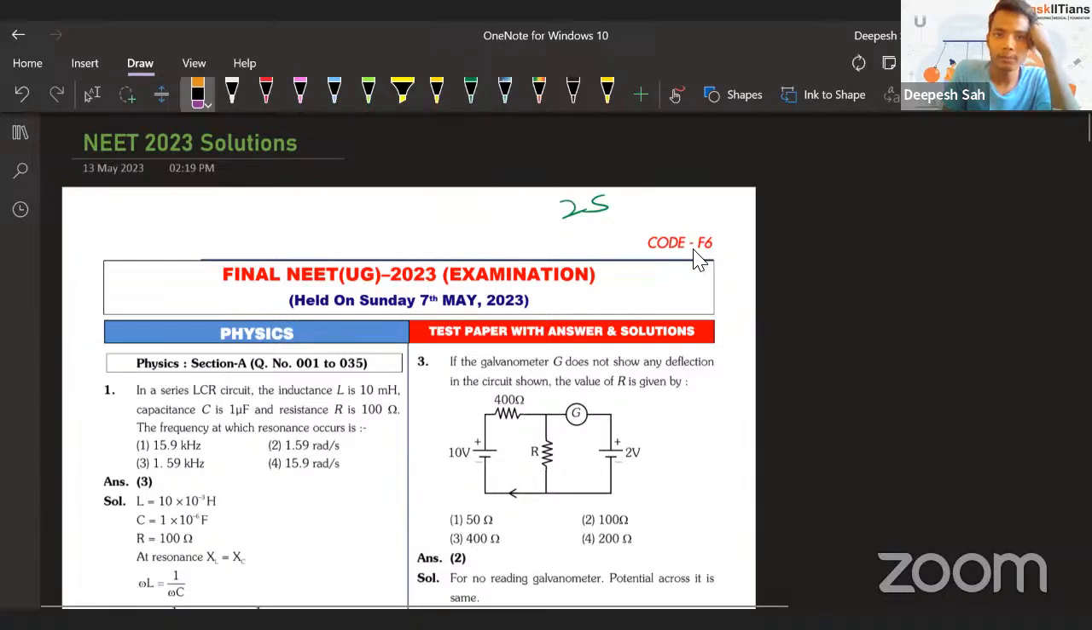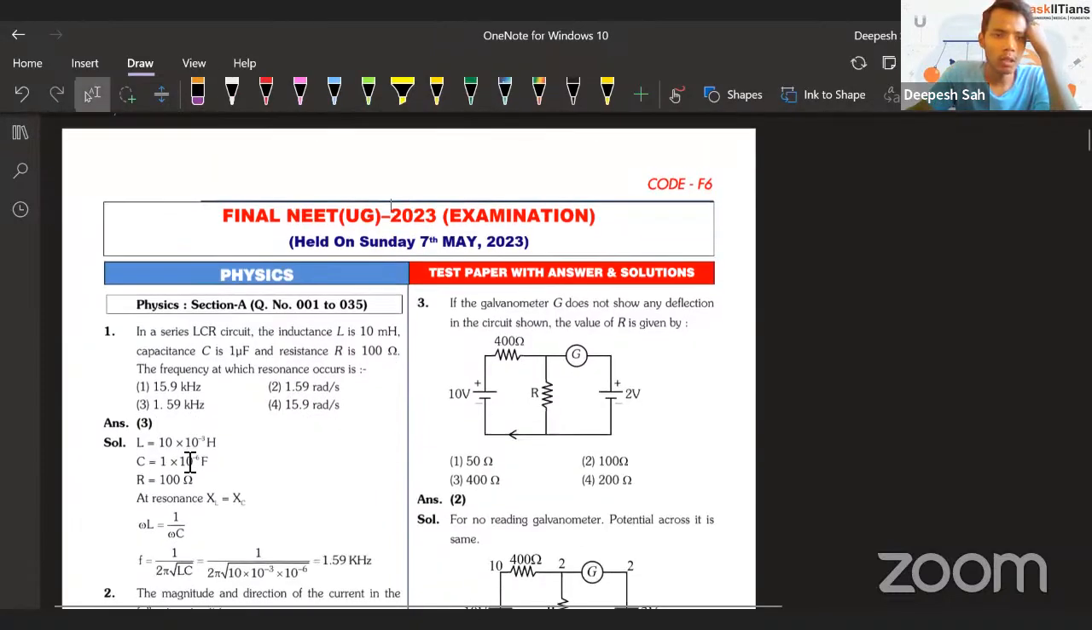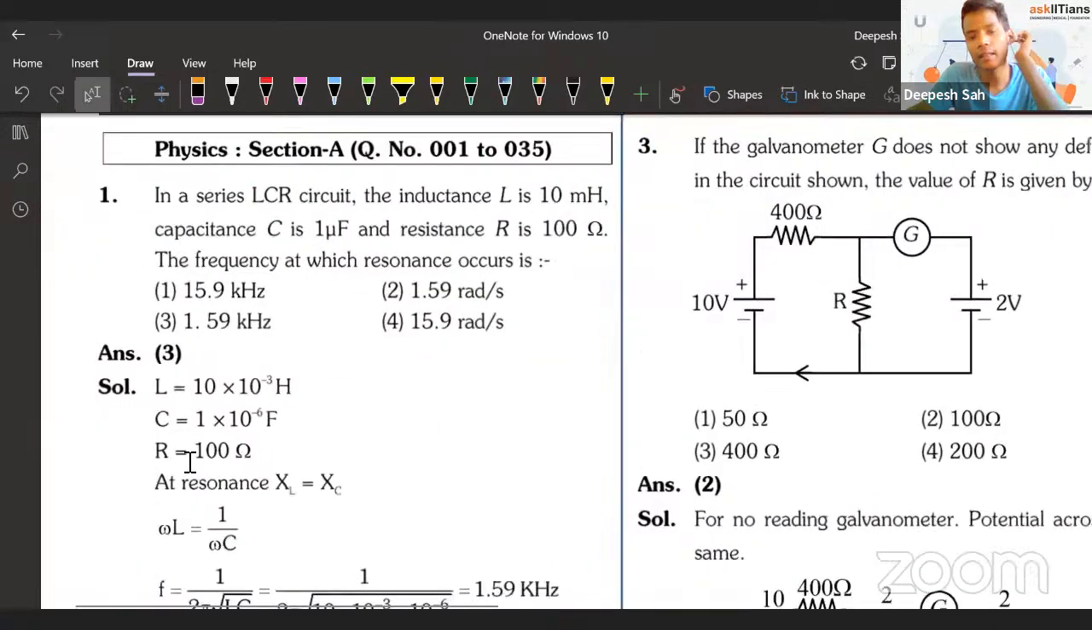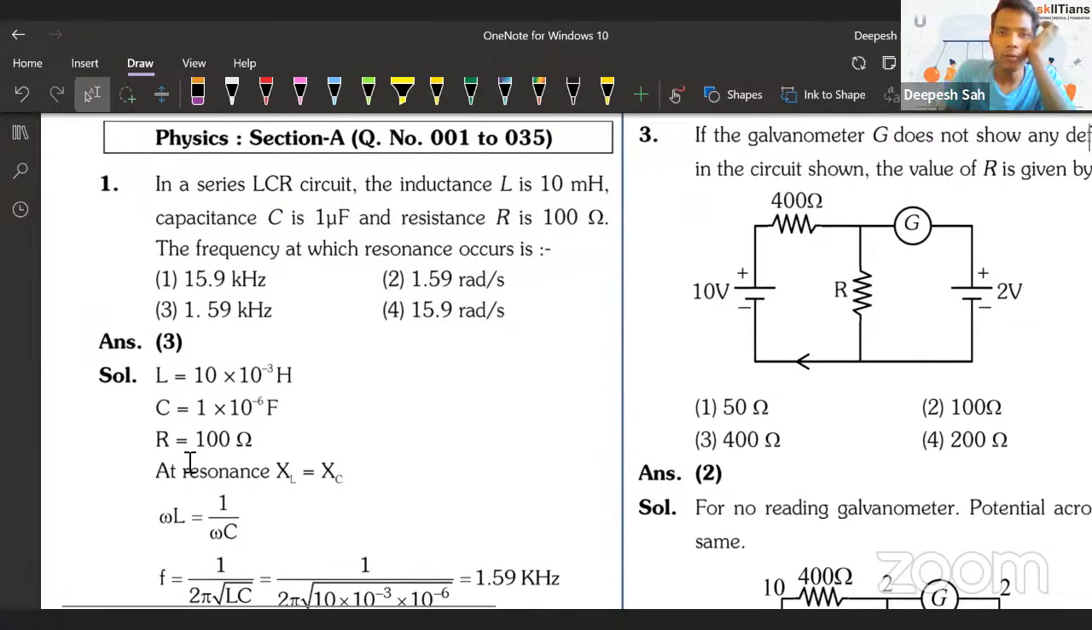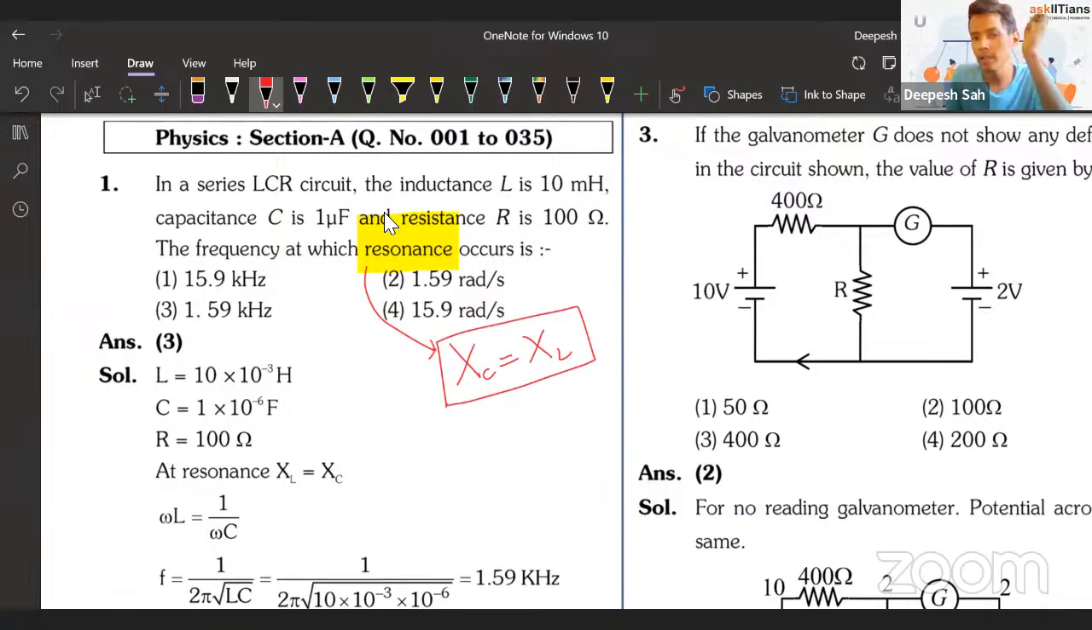Okay, let's start. The first question says, in an LCR circuit, the inductance, capacitance, and resistance are given. Find the frequency at resonance. This is a very, very easy question. It is asking for the frequency at resonance, and there is a simple rule that at resonance, the capacitive reactance and inductive reactance are equal to one another. This is the basic condition for resonance.